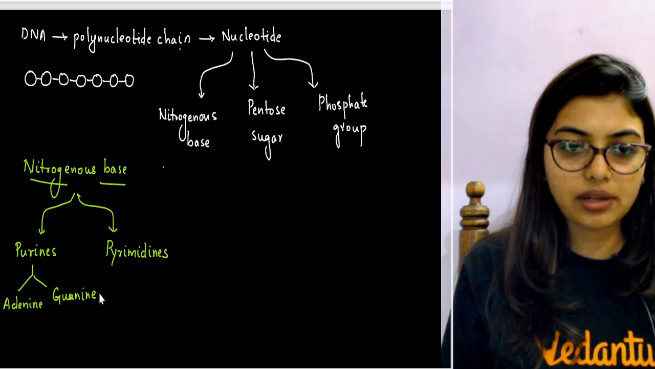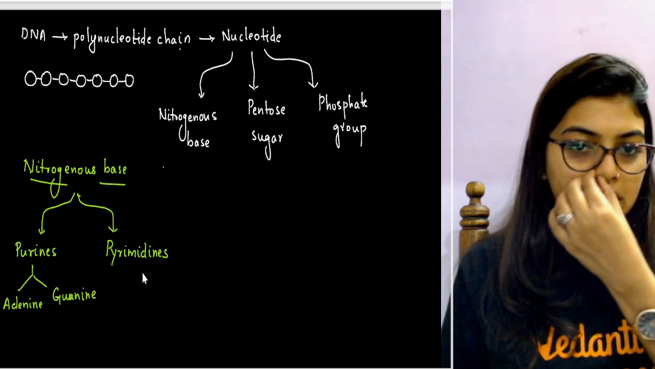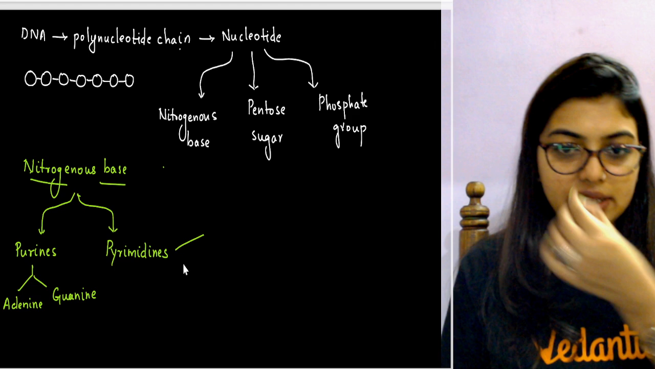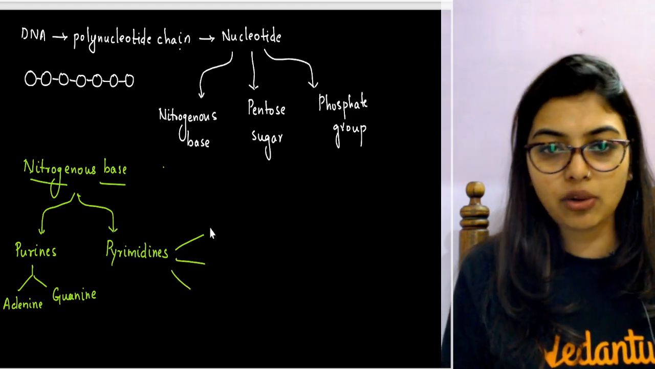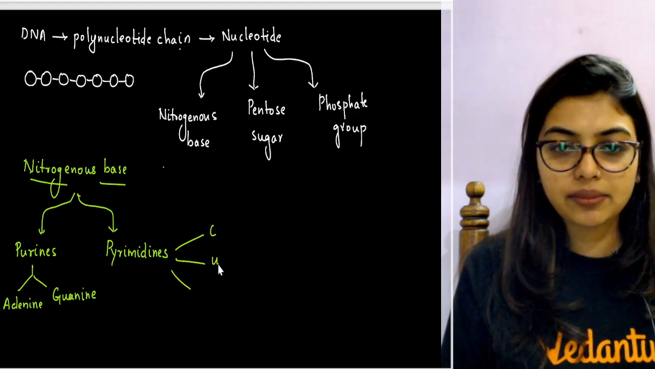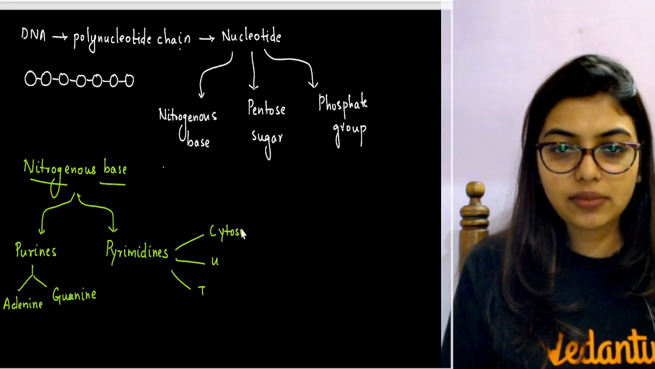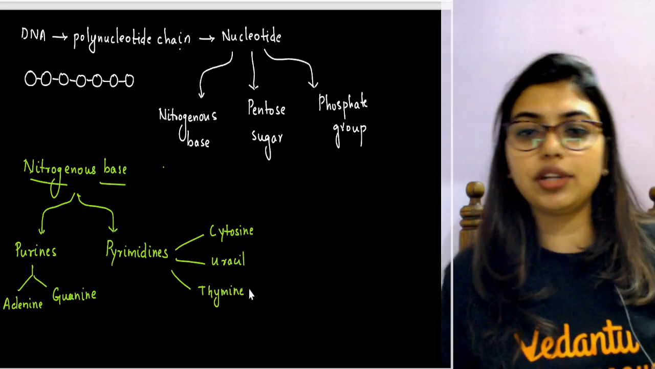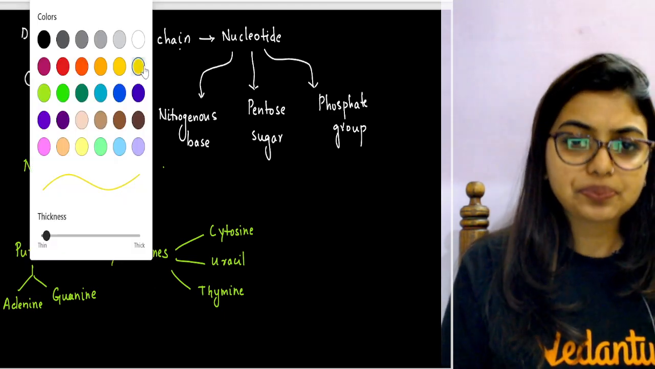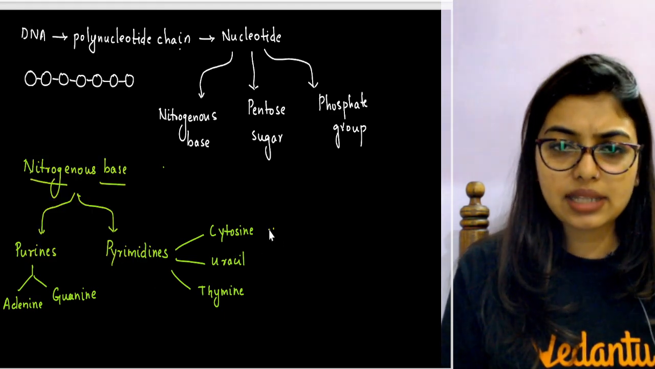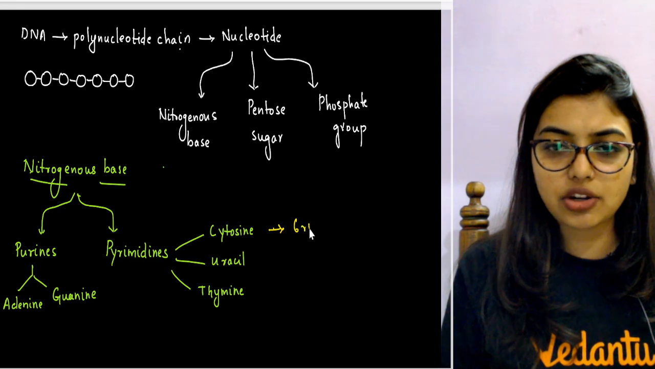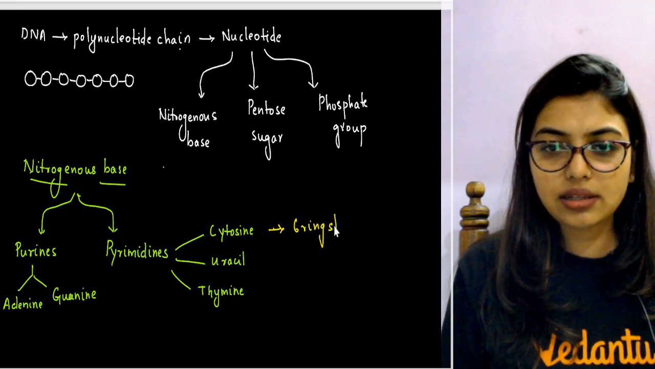Got it? Now, pyrimidines are made up of three components. You can remember it as CUT. That is cytosine, uracil, and thymine. These are the three components of pyrimidines. Now, remember that pyrimidines are a 6-ring structure.